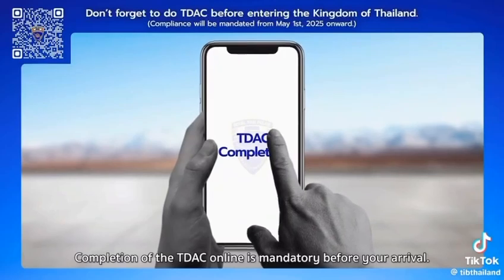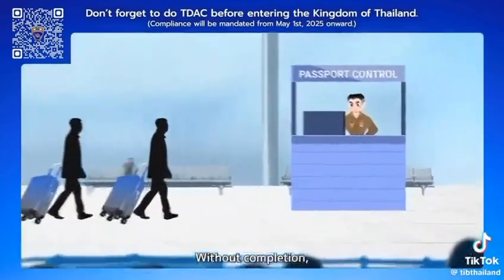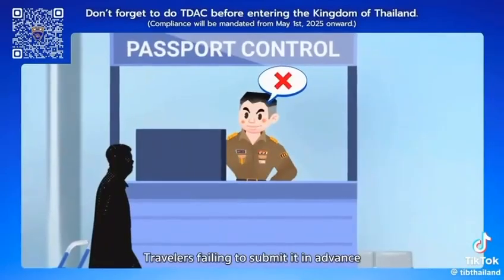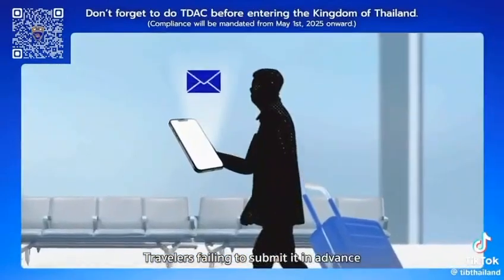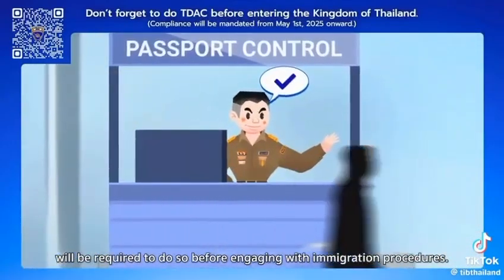Completion of the TDAC online is mandatory before your arrival. Without completion, your entry will not be processed by the immigration officers. Travelers failing to submit it in advance will be required to do so before engaging with immigration procedures.